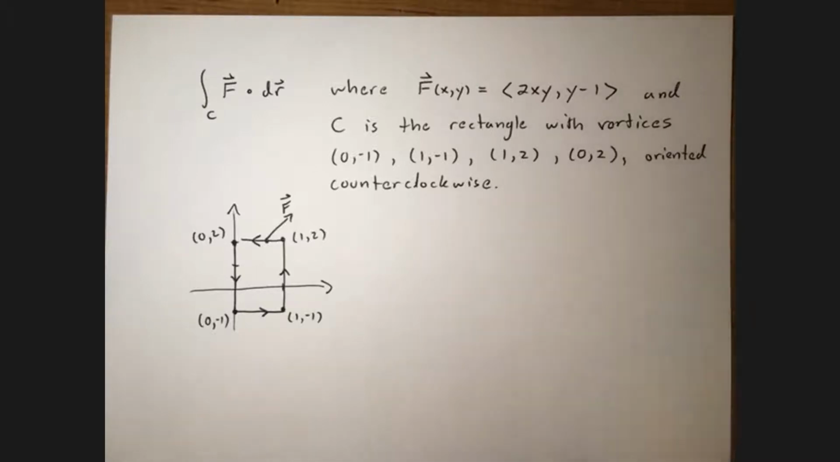So we're finding the total influence that that vector field has in the direction of our motion. If more often than not it's pointing against the direction of our motion, then we're going to get a negative answer. If more often than not it's pointing in the direction of our motion, it's going to give us a positive answer. Let's actually go back to the picture and make a guess.